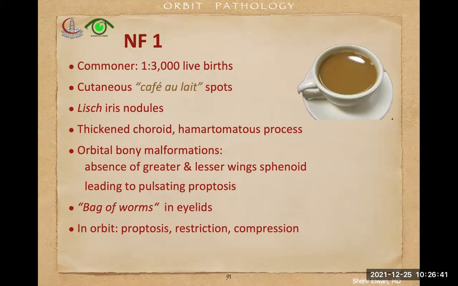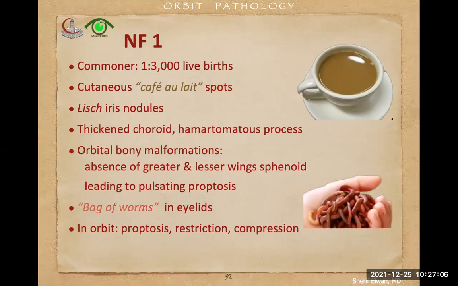It may be associated with orbital bony malformation like absence of the wings of the sphenoid, and the wings of the sphenoid form many parts of the walls of the orbit, as we know from the anatomy, and this leads to a continuous relationship between the cranial cavity and the orbit, and leads to pulsating proptosis. It feels like a bag of worms, causing proptosis, restriction and compression.